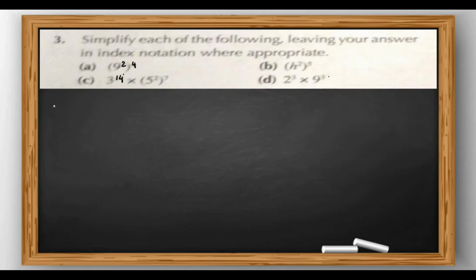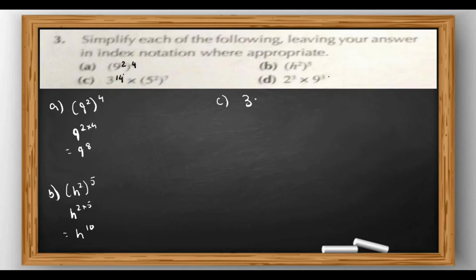Question 3 part A is 9 raised to power 2 bracket close raised to power 4. In this case you would be applying the third law of indices, and that would be 9 raised to power 2 multiplied by 4. So your answer would be 9 raised to power 8. Let's move on to part B. Part B says h raised to power 2 bracket close raised to power 5. So this would be h raised to power 2 multiplied by 5, and h raised to power 10. Let's move on to part C.